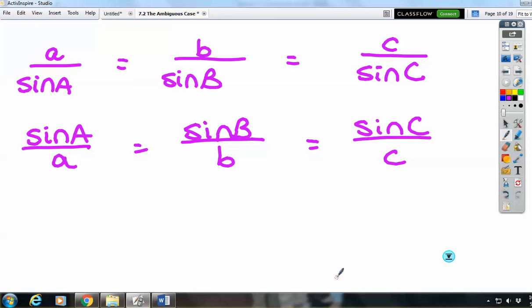So it'll either be the sines on the top or the side lengths, just depending on what you need to find. If you want to find an angle, make your sines on top. If you want to find a side, make your side lengths on top. And if you flip them, it's not a big deal. We can still solve it, but this will just make your problem a little bit nicer along the way. Okay. Questions there?